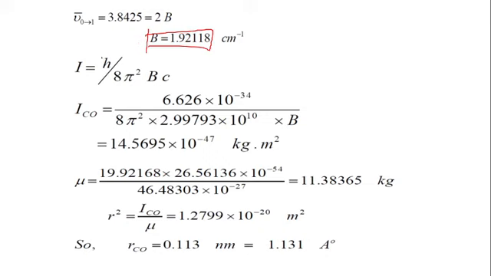1.92118. From this we can find the value of I, the moment of inertia, which is equal to h upon 8 pi square B into c. We know the value of B, and we put all these values into this equation, then we get the moment of inertia I, which is equal to 14.5695 into 10 raised to minus 47 kg meter square.